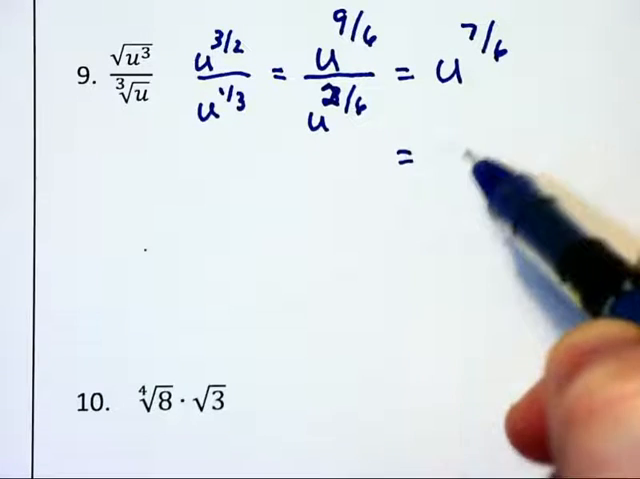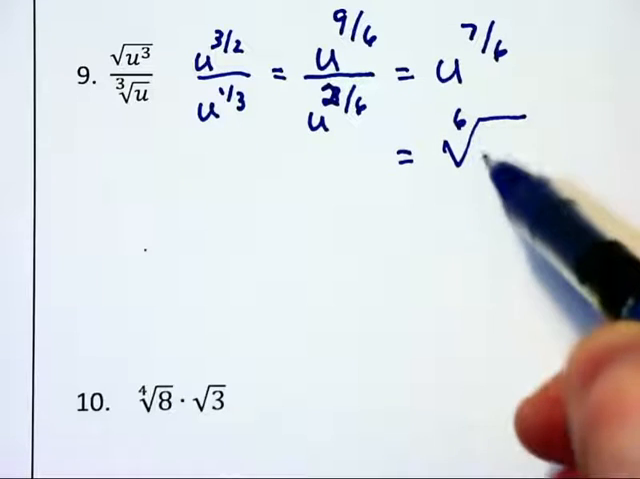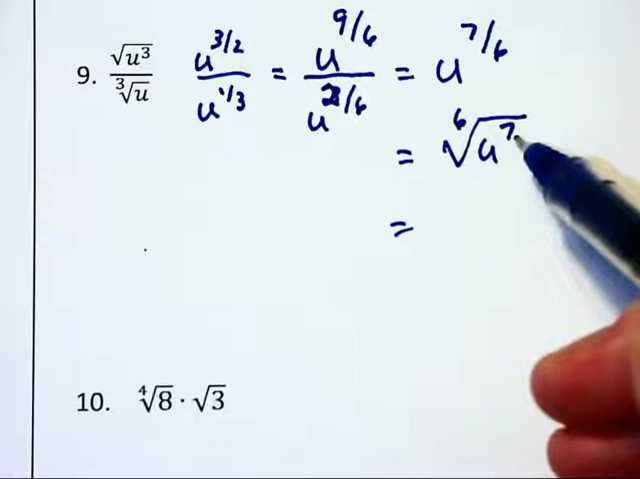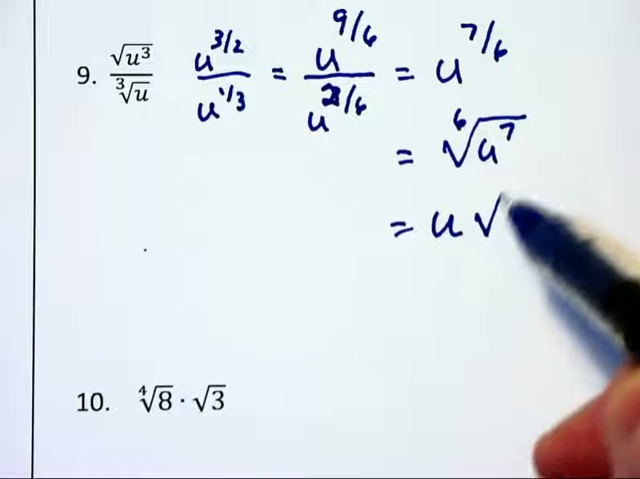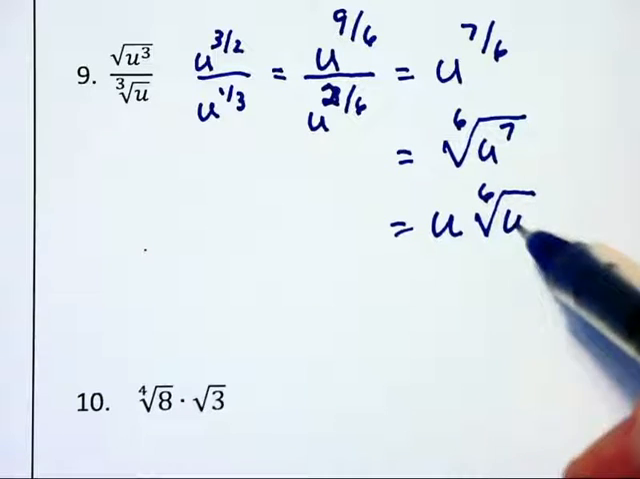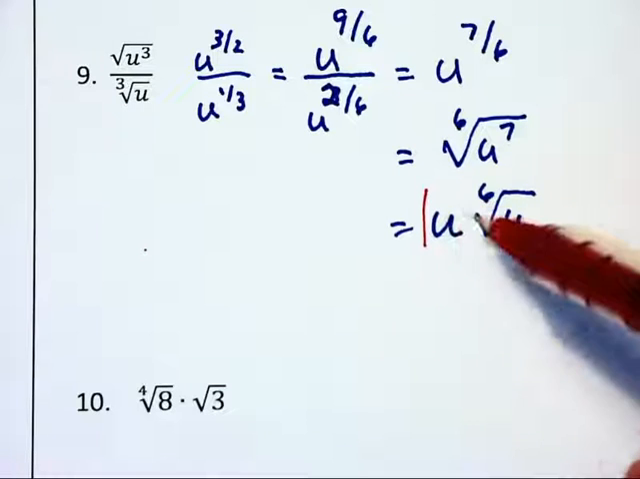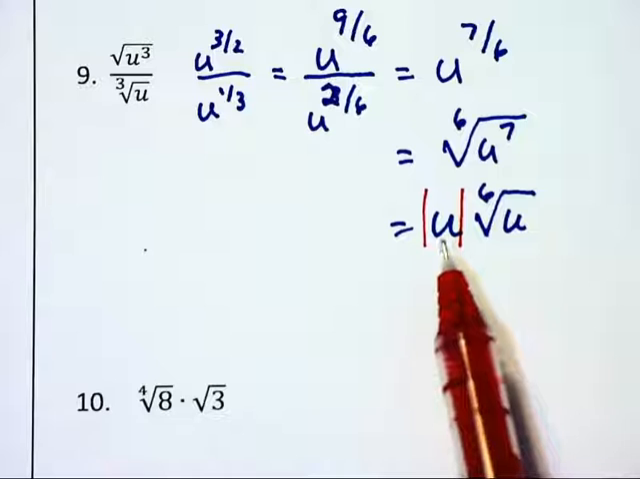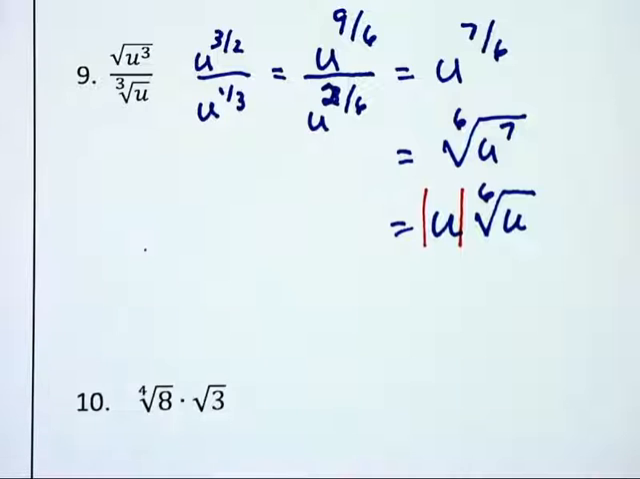Let's now write this in radical form, which would be the 6th root of u to the 7th. And since the power inside is larger than the index, we can bring a u out and have the 6th root of u left over. And I know this is a little tricky, but technically absolute values belong around that u on the outside, unless there is a disclaimer telling us that the variables represent positive values or non-negative values.